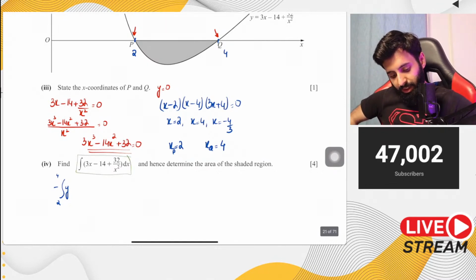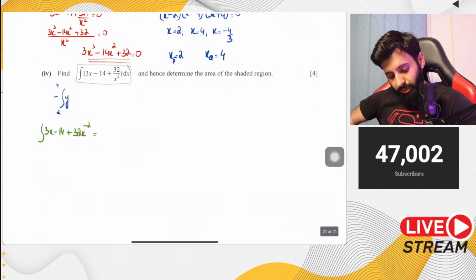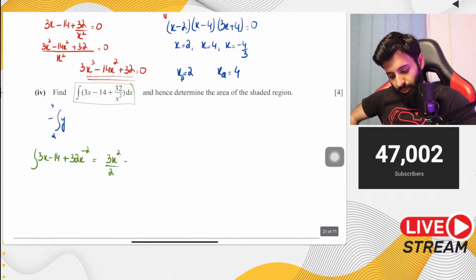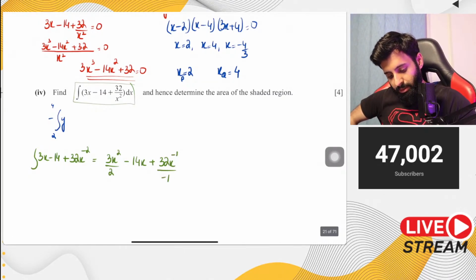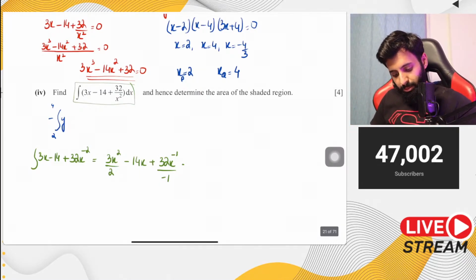Before I can integrate, we have to write it in a way that's easy to integrate, basically make it integration ready. So 32x to the power minus 2. Now we begin the integration part. So this becomes 3x square upon 2 minus 14x plus, now be careful over here, especially with the signs, 32x to the power minus 2 plus 1 is minus 1, divided by the new power, which is also minus 1. The limits part will come later. And then don't forget the plus c.